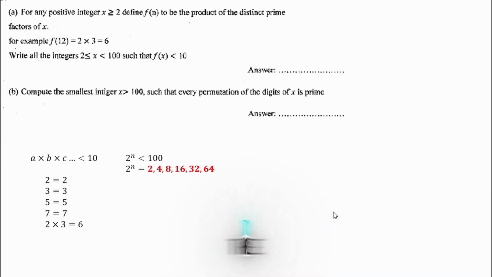So now we're moving on to 3. Here it's the same explanation. 3 to the power n should be less than 100.